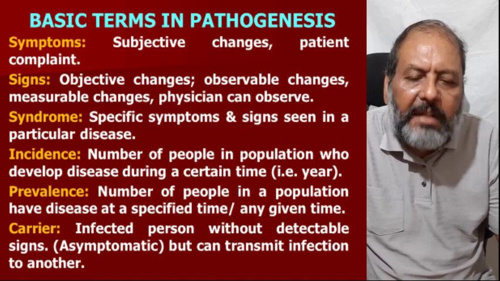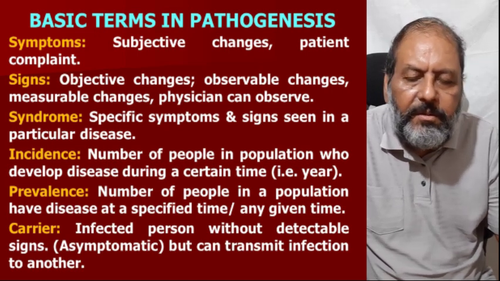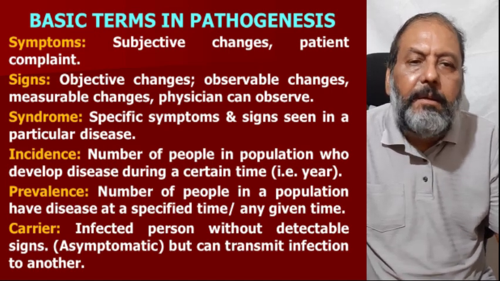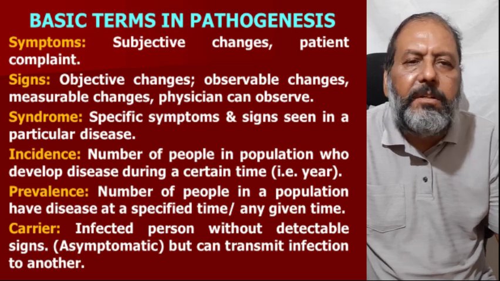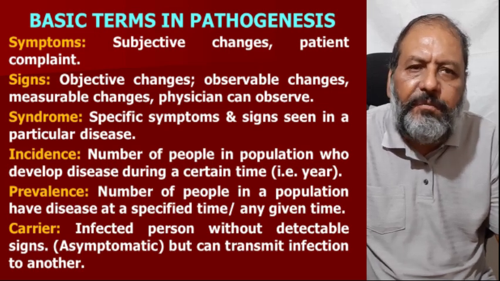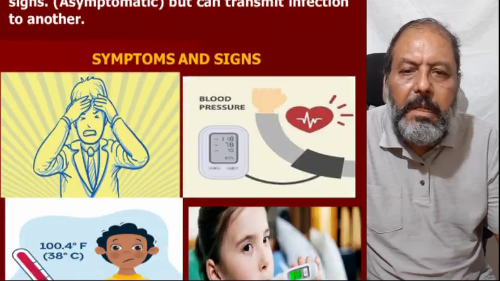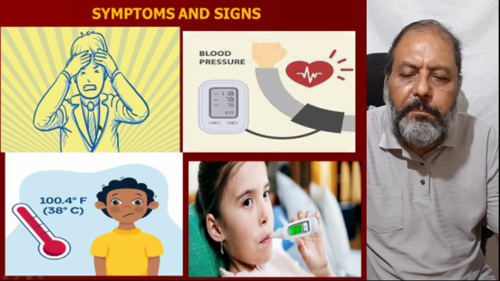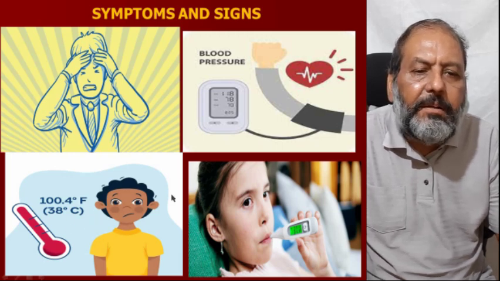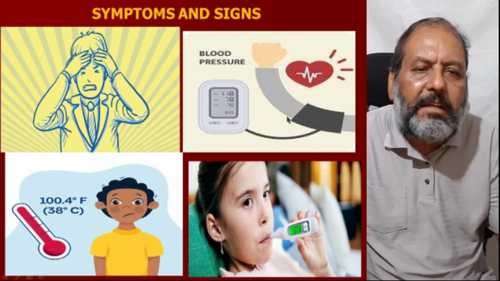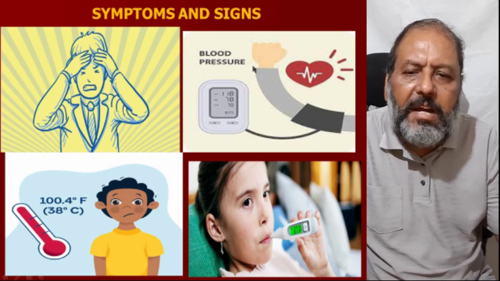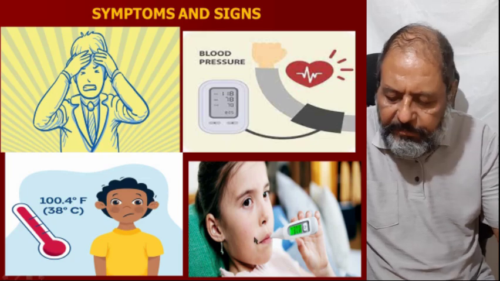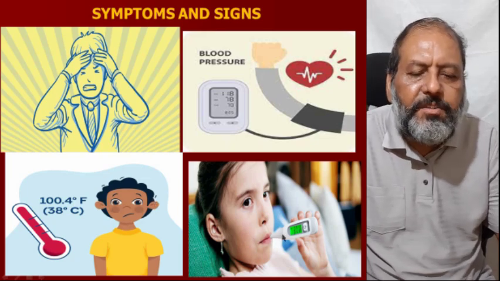A carrier is an infected person without detectable signs. As I have told you previously, he or she is asymptomatic, but can transmit the infection to another, while being disease free. Here one can see the symptom: a person complaining of headache or very high grade fever. But it is the doctor who checks the blood pressure. So the blood pressure is the sign, and headache is the symptom. Similarly, the feverish feeling is a symptom and the fever checked by the physician is the sign.